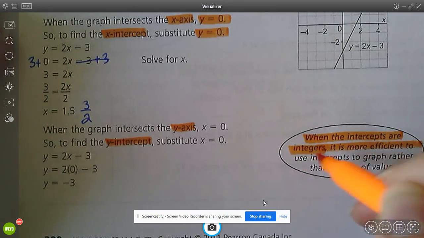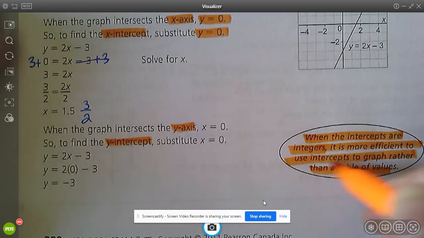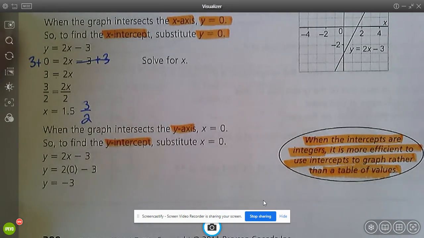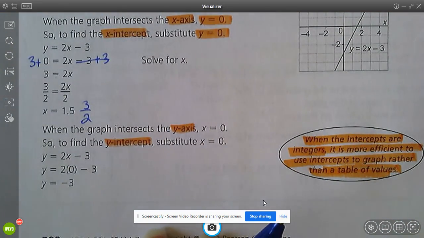Okay, so just a little note here, it says that when the intercepts are integers, it's more efficient to use the intercepts to graph the values rather than a table of values. Okay, and we'll get a little bit more into that in the next section. So again, that was just an example there of how we can do that algebraically.